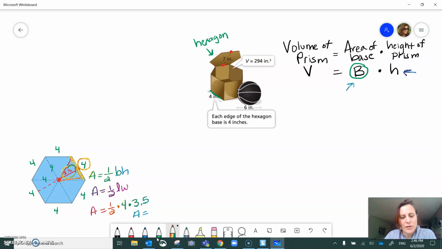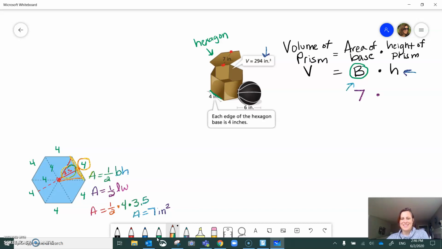So 1/2 times 4 times 3.5 is 7. These are inches, and since this is an area measurement, it's 7 inches squared. Okay, so now that we know that the area of the base is 7, now what we need to know is how high is this prism?